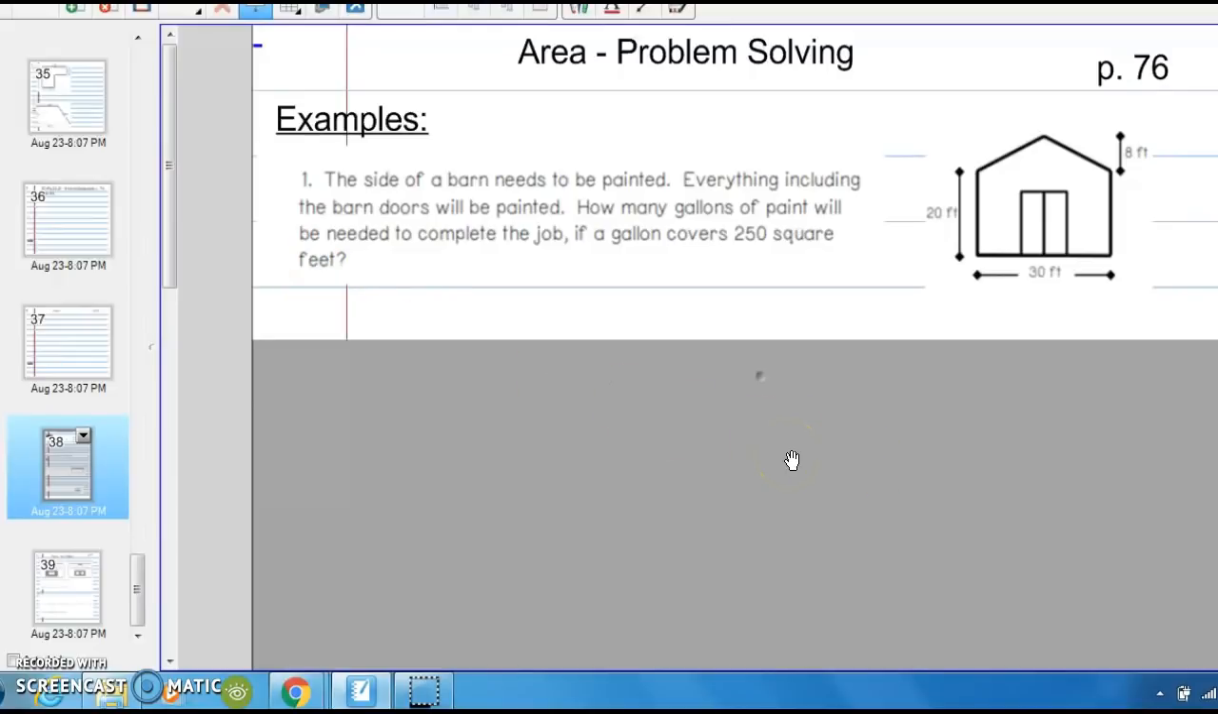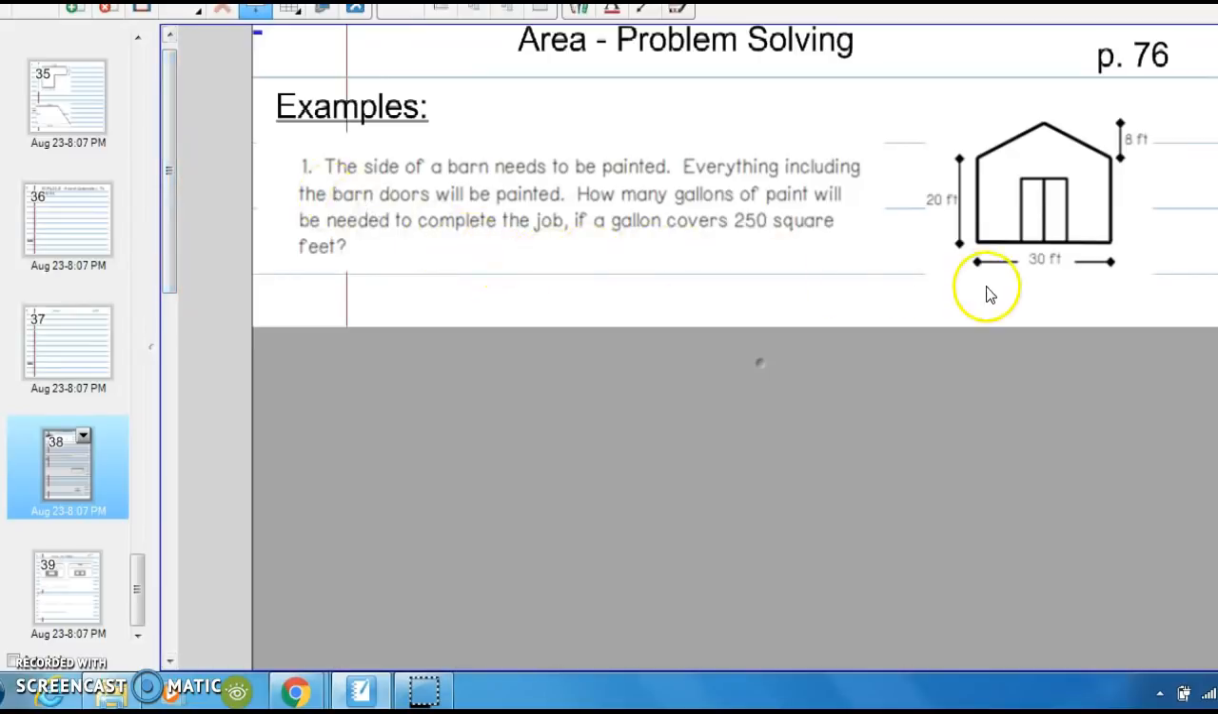Again, you can abbreviate if you would like. You don't have to write down every little word, but you do need to draw this diagram and write down the information. So example 1 says the side of a barn needs to be painted. So we're going to put paint on the side of this barn. Everything, including these 2 barn doors, will be painted. The question is, how many gallons of paint will need to complete the job if a gallon covers 250 square feet? So what we first need to do is find the area.